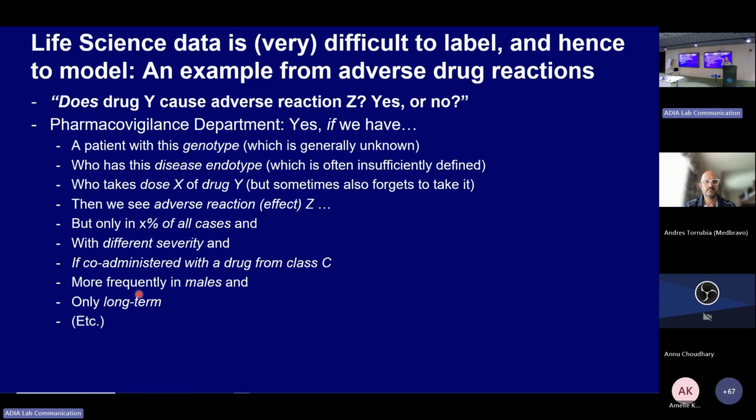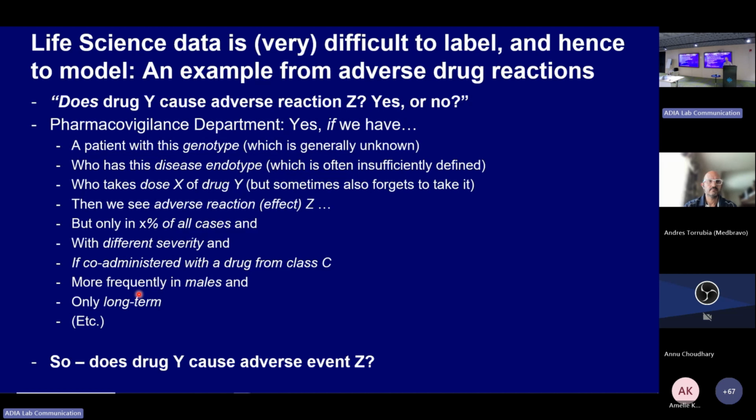Phenotypes are very difficult to categorize, yeah? So then we see an adverse drug reaction, but only in a certain fraction of cases, 12% of cases or whatever, with a different severity. And maybe you only see it if you co-administer your drug with a different drug from a certain class or particular drug. And maybe you see that only in males or females, maybe only after 3 months of dosing and so on. That's what things look like in reality in the life sciences, okay? Things really depend.